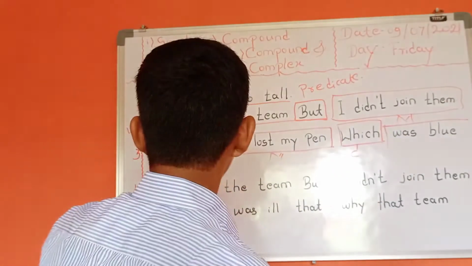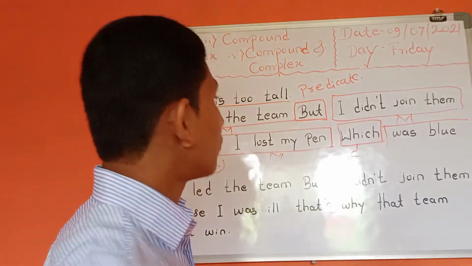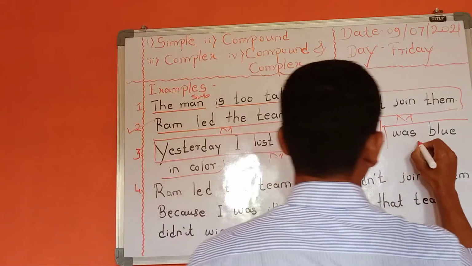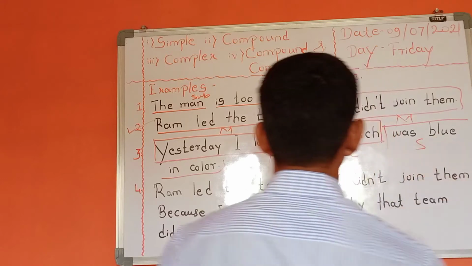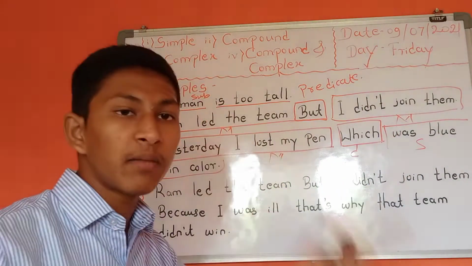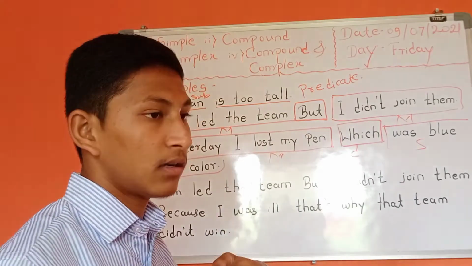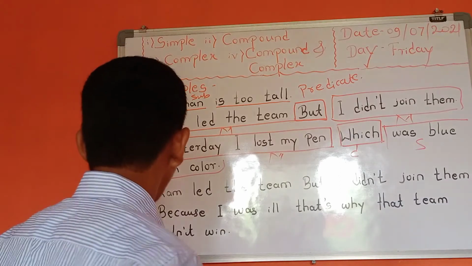Okay, this is not giving a complete sentence, complete meaning. Was blue in color. What is blue in color? So that is why the question arises. So this is a dependent clause, which is called a subordinate clause. Here in a complex sentence there will be one main clause and one subordinate clause. Okay, that's what we call a complex sentence. I hope you are clear. Okay.